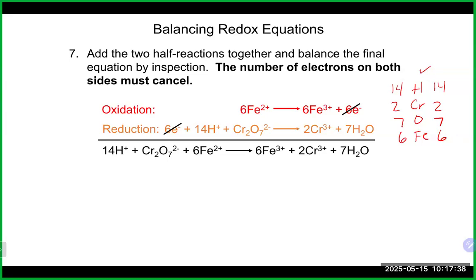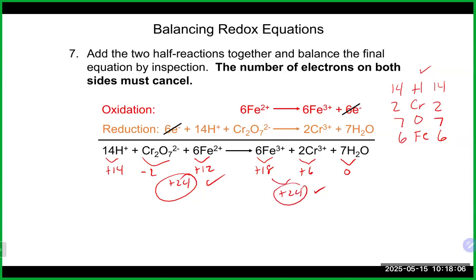It also has to be balanced in terms of its charge. And again, if we look at this here, that's a plus 14. That is a minus 2. And that is a plus 12. So that's plus 26 less 2 is a plus 24 charge on the left. That is a plus 18. That is a plus 6, and that is still a 0. So 18 and 6 is plus 24. So it is balanced in both ways, and that is what it always should be when you have a redox reaction. It should always be balanced with the elements and also the charges as well. Questions on that one there?